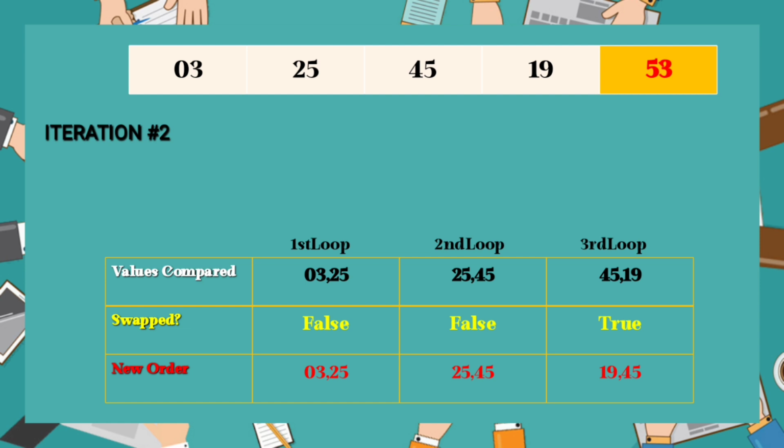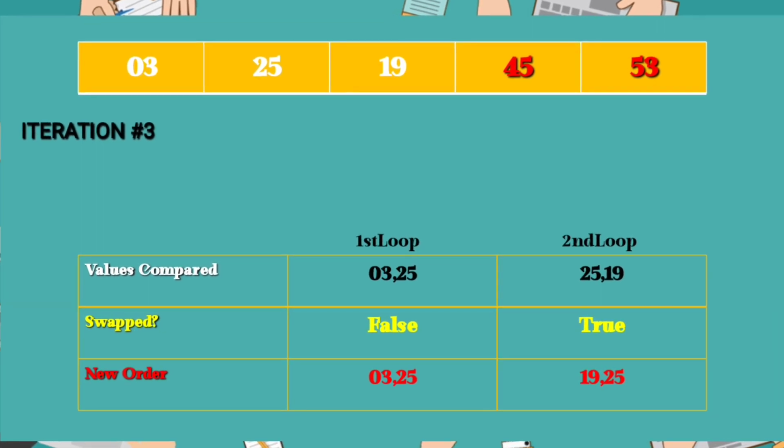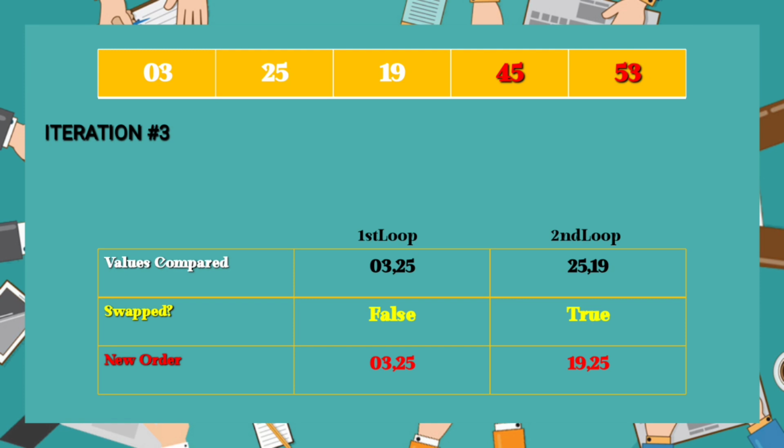Kung mapapansin natin ngayon, bago tayo mag-proceed sa iteration 3, sa unang iteration, meron tayong fourth loop sa ating inner loop. And sa iteration 2, meron na lang tayong 3 loops because of the following condition. So, proceed tayo with iteration 3. So, compare natin yung 3 and 25. So, walang mangyayaring swapping. We proceed to 25 and 19. Since 25 is greater than 19, kailangan natin silang iswap.